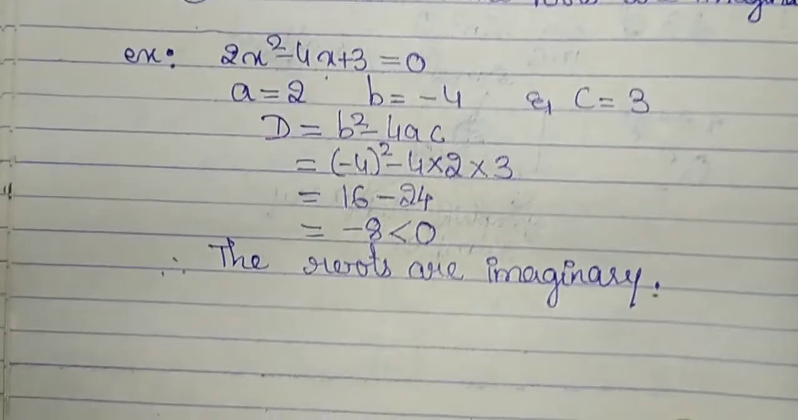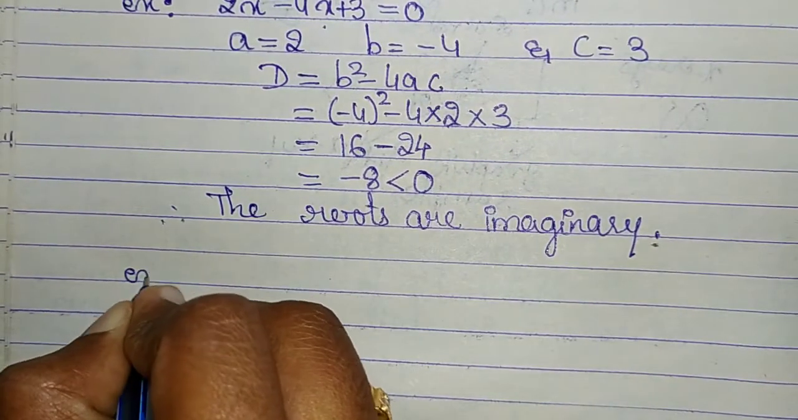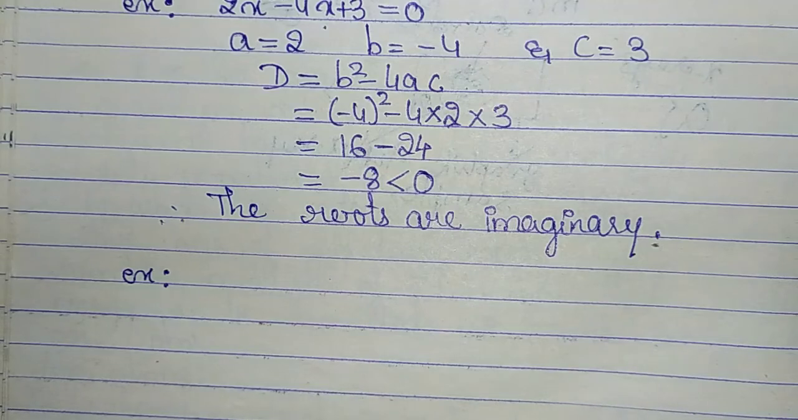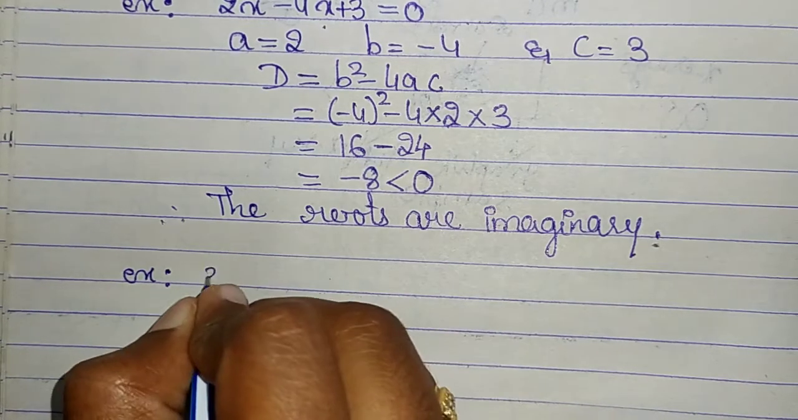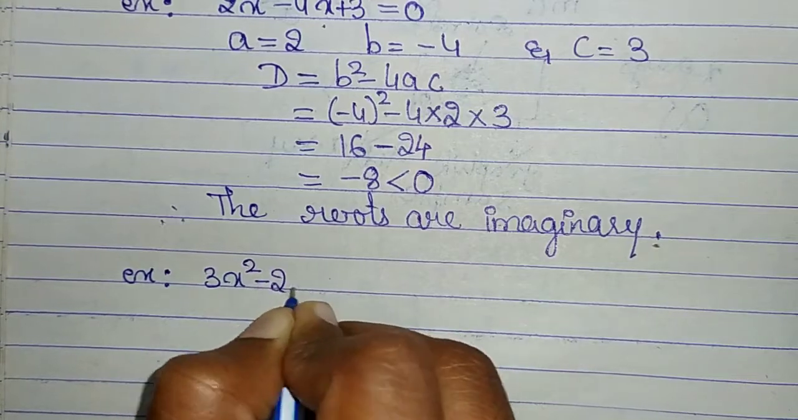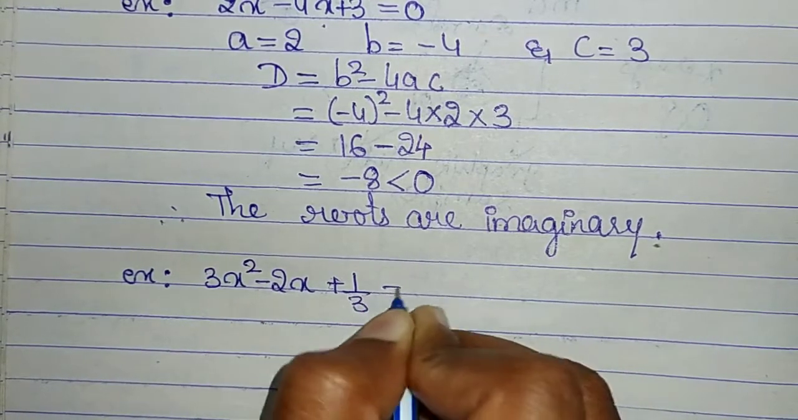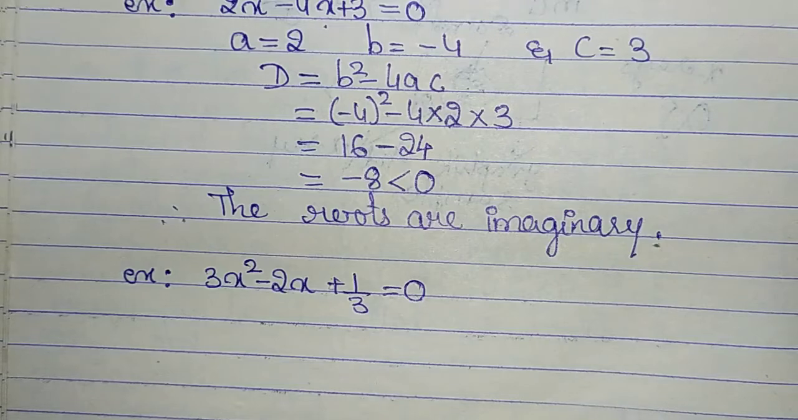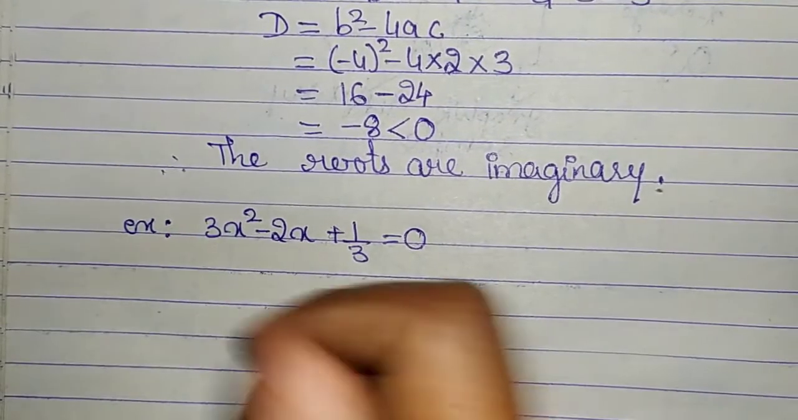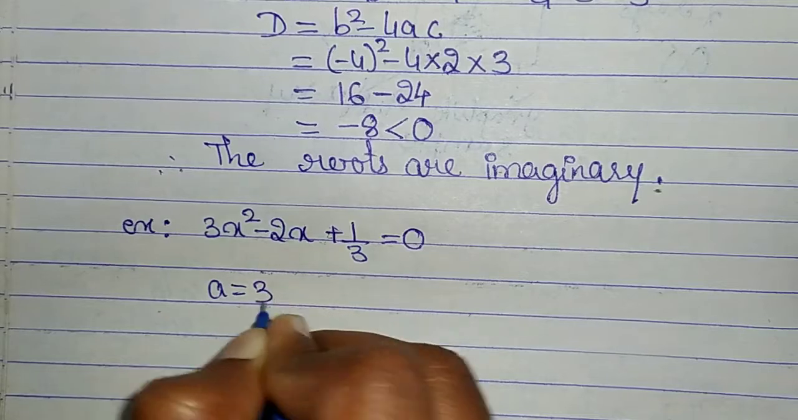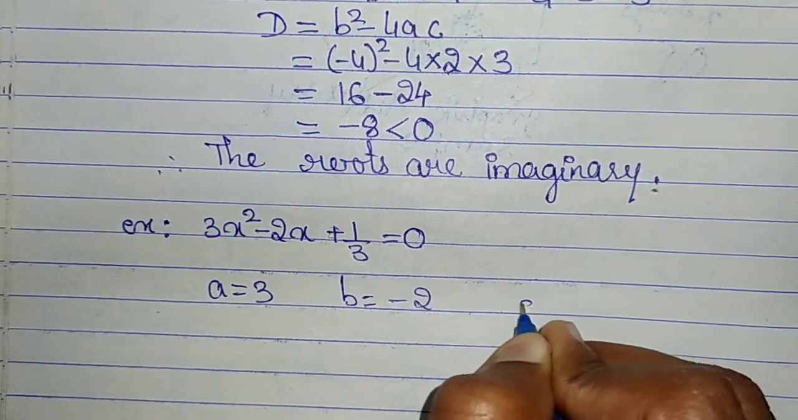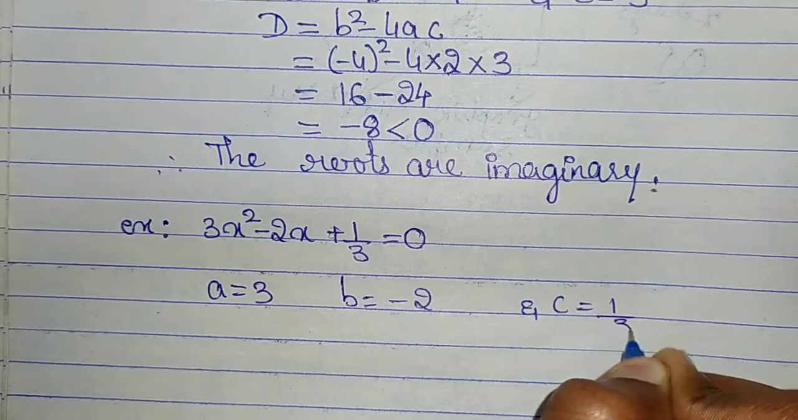In the 18th example, once again they have asked us to find the discriminant of the equation 3x square minus 2x plus 1 by 3 is equal to 0, and hence find the nature of its roots. So first we have to find the discriminant, then we have to determine their nature, and lastly we have to find what those roots are. So now writing down the coefficients, a is equal to 3, b is equal to minus 2 and c is equal to 1 by 3.